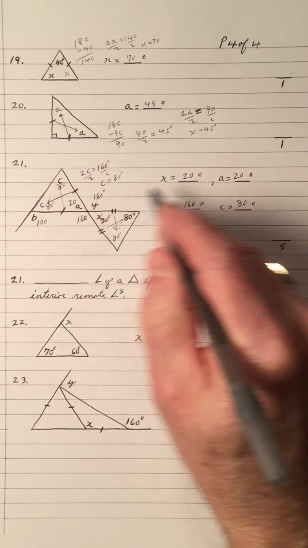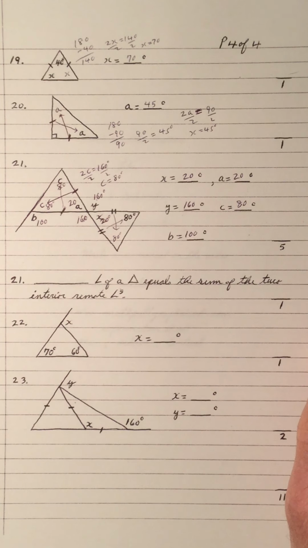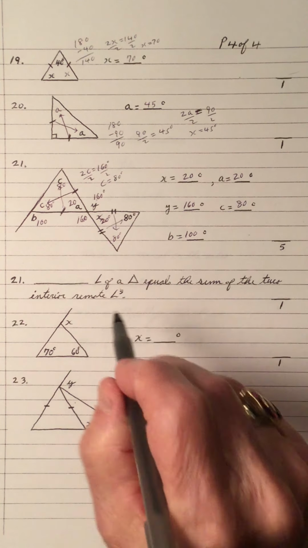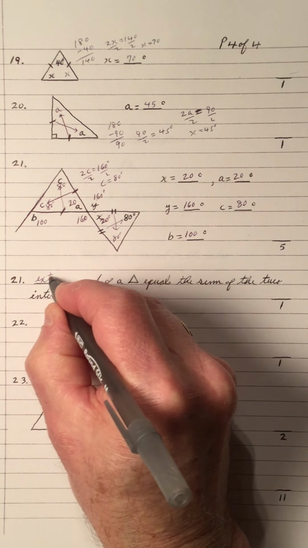So I found them all first, and then I put them all in. The exterior angle of a triangle equals the sum of the two interior remote angles.